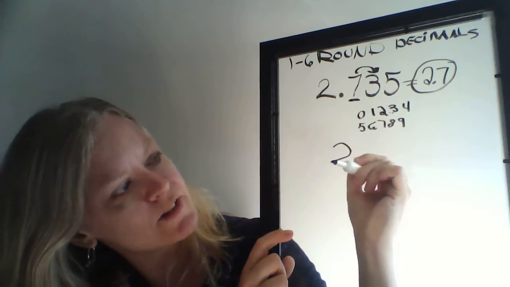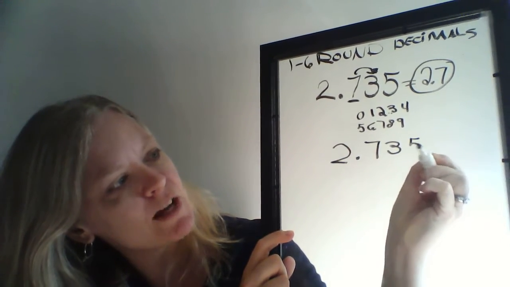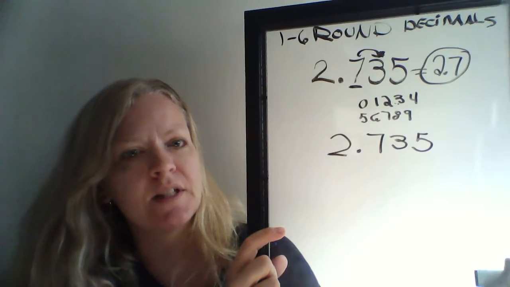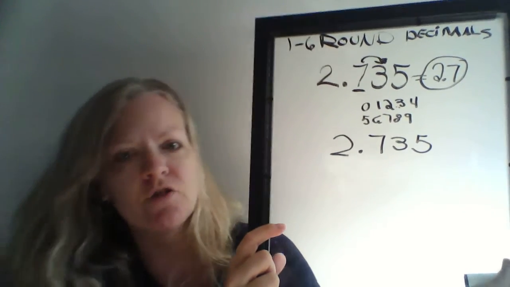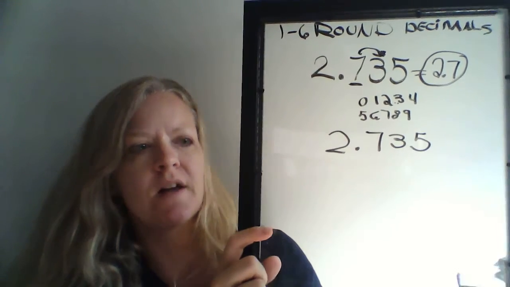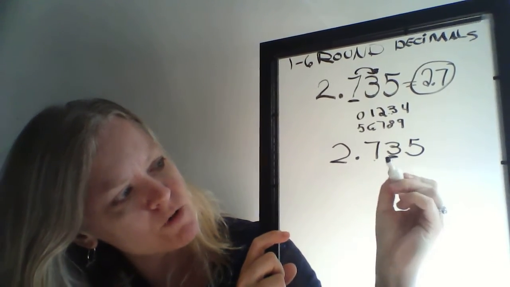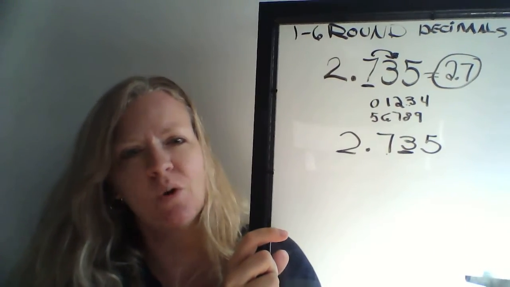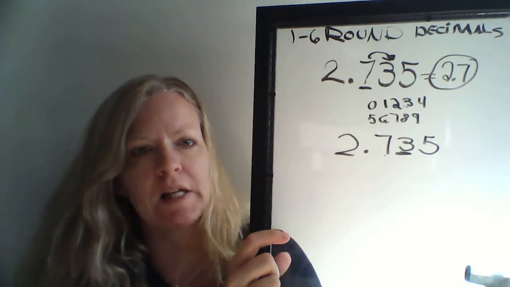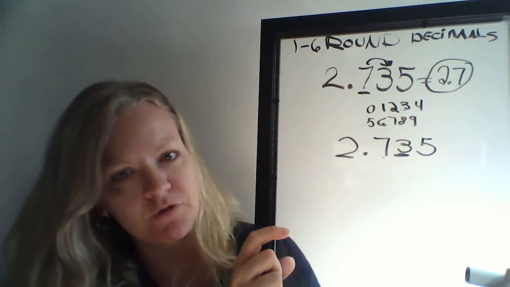Now, what if I had the same number, 2.735, and I wanted to round it to a different place value? What if the question said round to the nearest hundredth? You would underline the hundredths: tenths, hundredths. That's the 3. That gets underlined. That means that's the only digit that's going to be changing or doing anything. So it's either going to stay a 3 or go up to a 4.